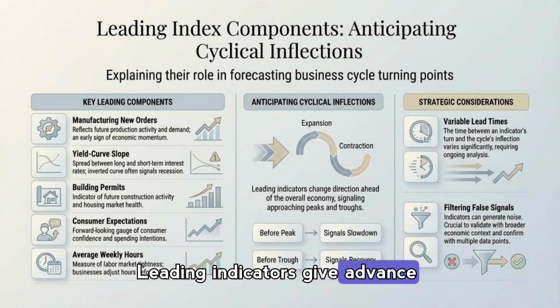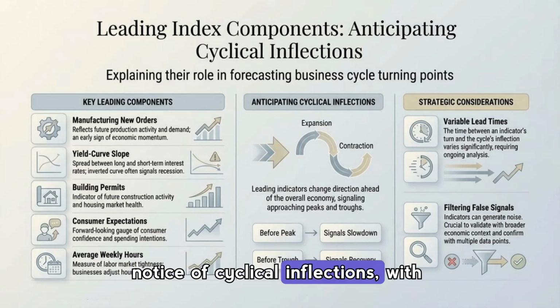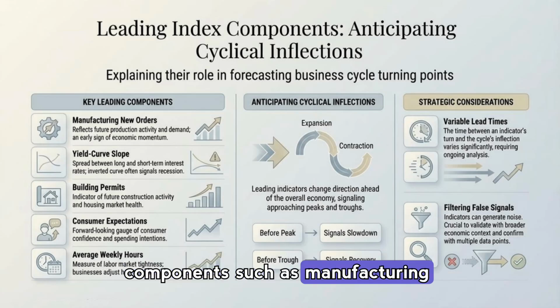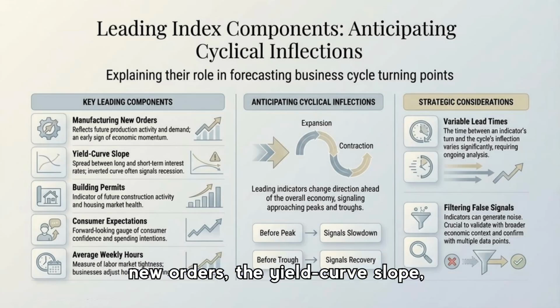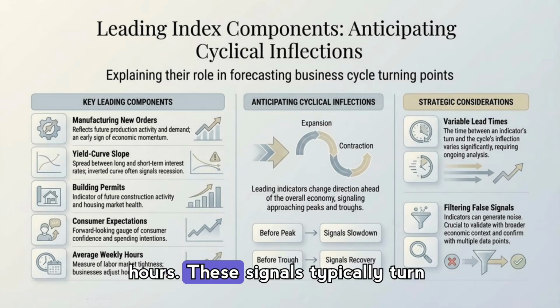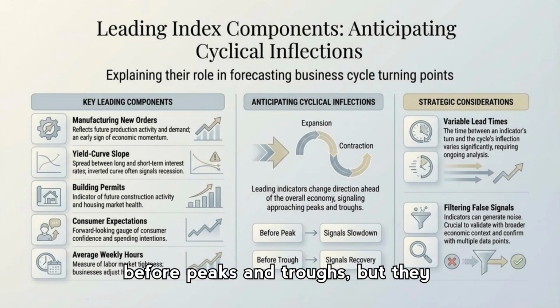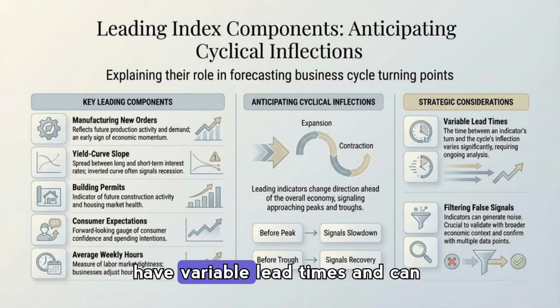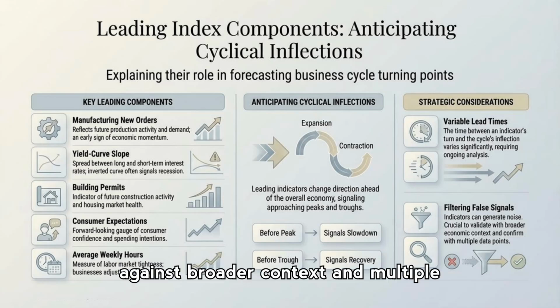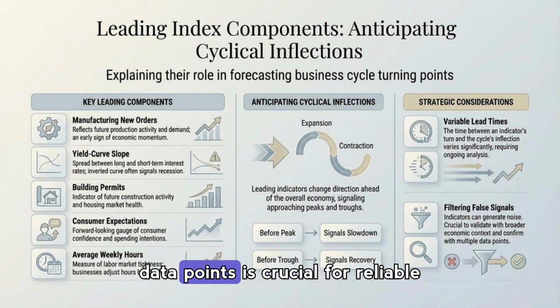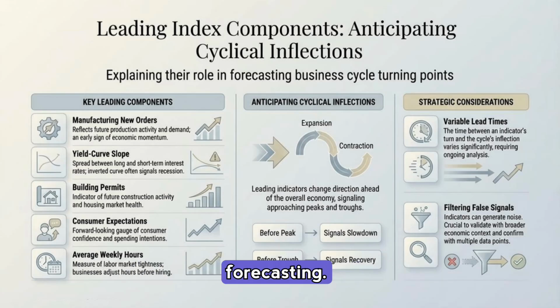Leading indicators give advance notice of cyclical inflections, with components such as manufacturing new orders, the yield curve slope, building permits, consumer expectations, and average weekly hours. These signals typically turn before peaks and troughs, but they have variable lead times and can produce false alarms. So filtering against broader context and multiple data points is crucial for reliable forecasting.